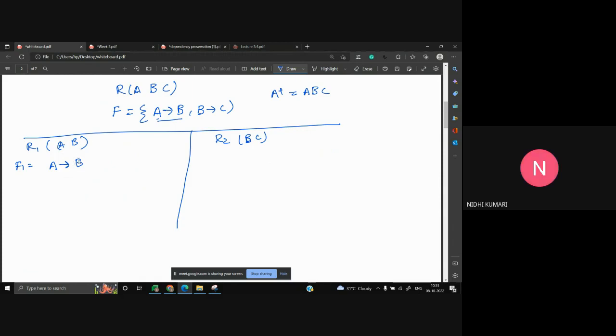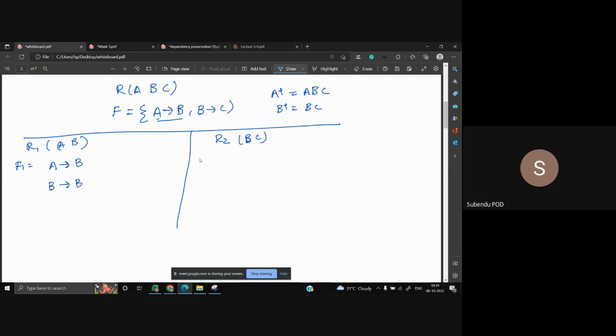Then you have to find the B closure, right? So what will we get for B closure? B, C. So from B we can determine only B, so B is nothing, right? B determines only B, right?